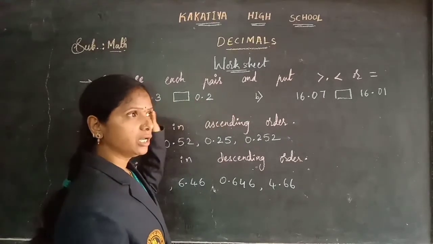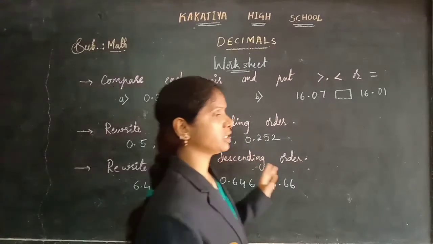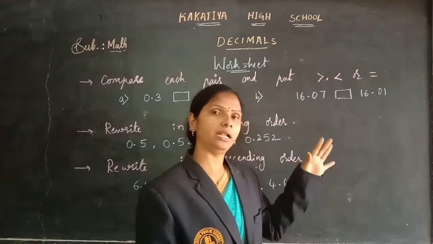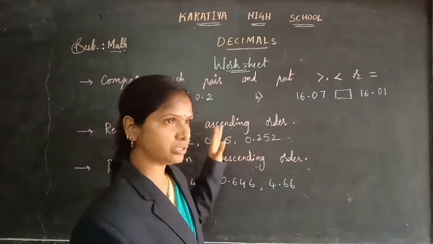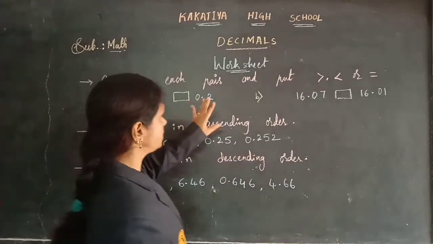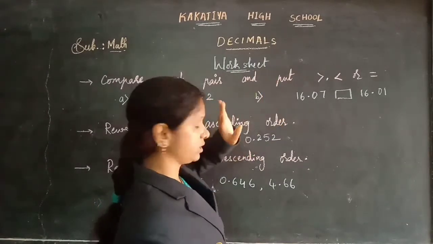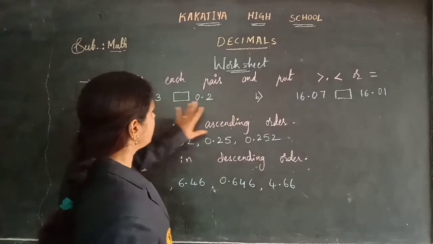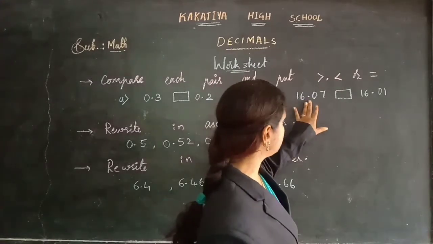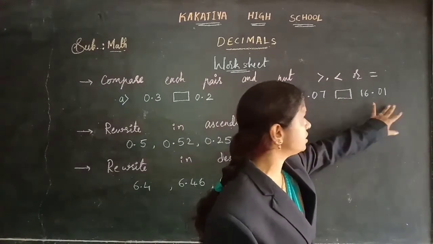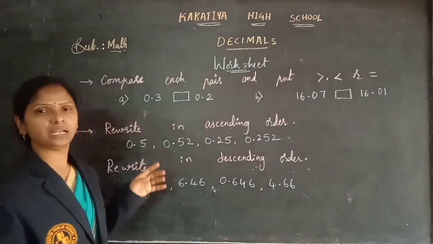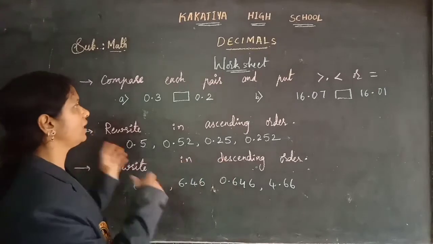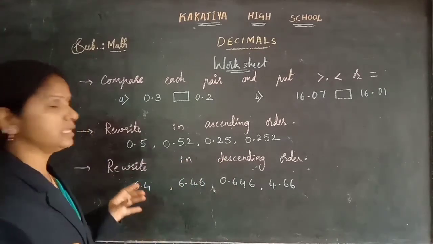First you check whether the given fractions are like or not, and if not, you change them by keeping zeros at the end of the decimal so that there is the same number of digits after the decimal point. They should become like decimals. Here, 0.3 and 0.2, and here 16.07 and 16.01. Here we have like decimals only in the comparisons. Directly you can compare by checking the integral part, and later on by checking the decimal part.